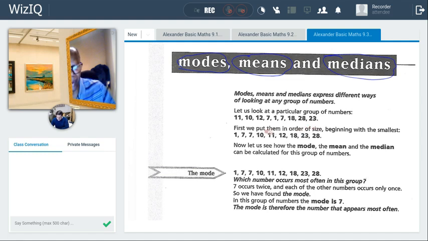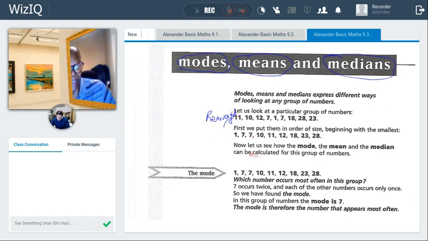First, we need to put them in the order of size. Remember that. So don't start working on these modes, means, and medians without ordering them. So you need to put them in the order of size. So you have to rearrange this. We call it rearranging, and once you have rearranged, then you start working on what you have been asked to do, beginning with the smallest number first.